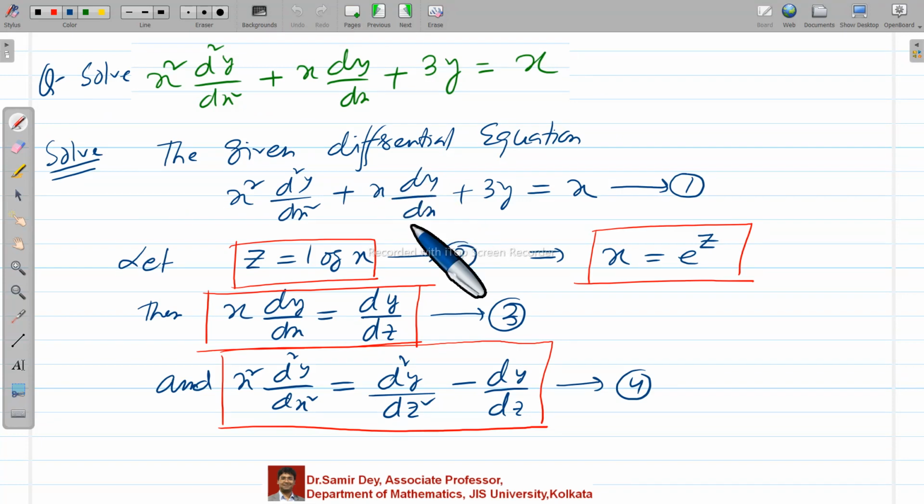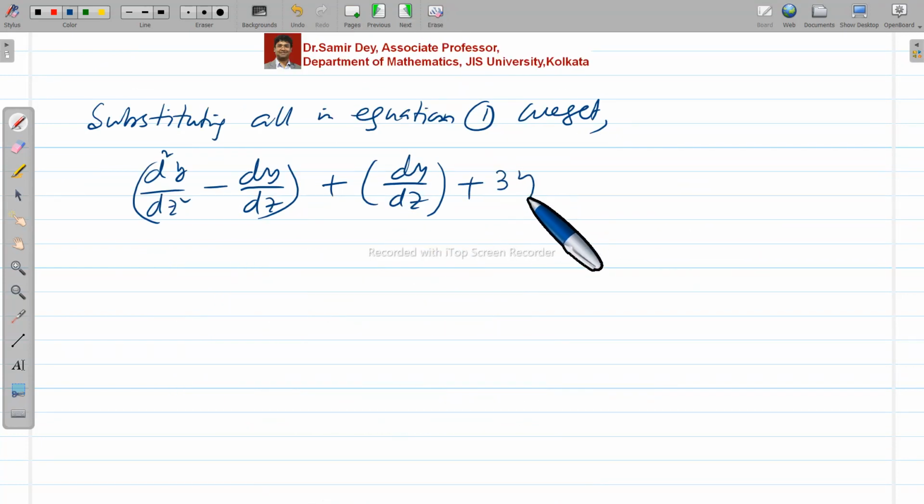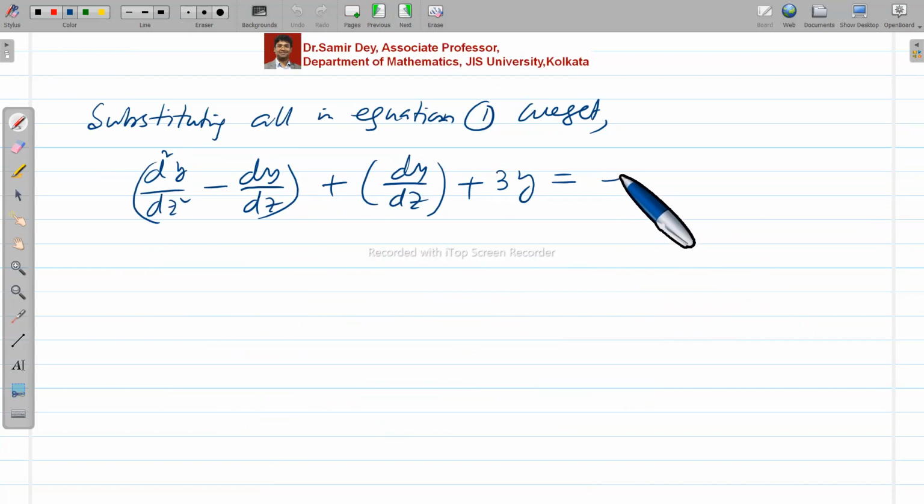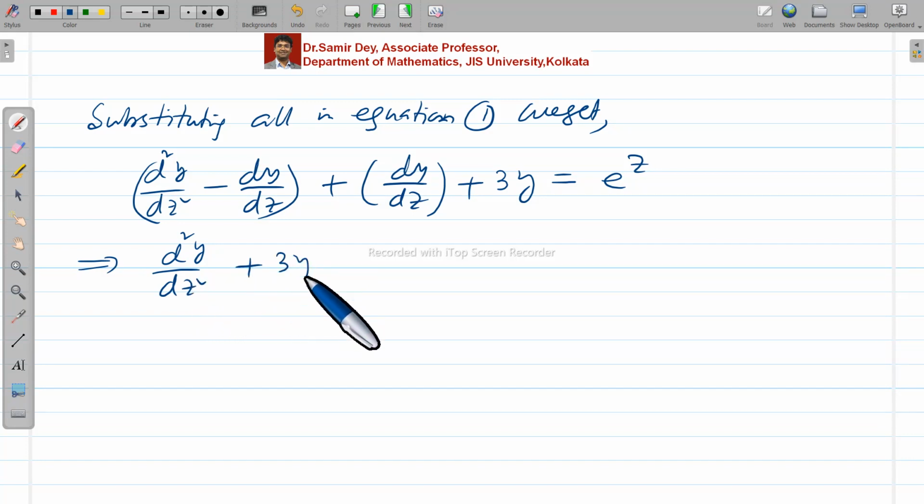So x dy by dx is equal to dy by dz, plus 3y is equal to x you have. So you are replacing x in terms of z. What will be the x? e to the power z. If I simplify, you can see these two are cancelling. So d square y by dz square plus 3y is equal to e to the power z.